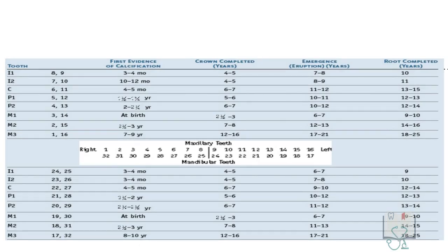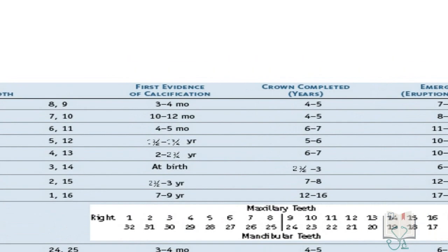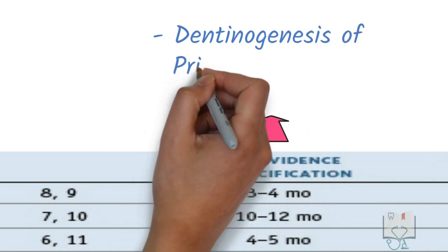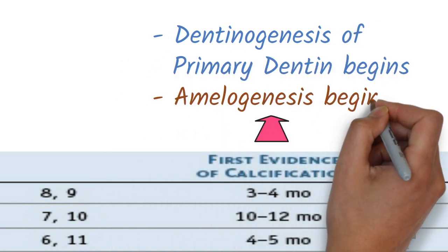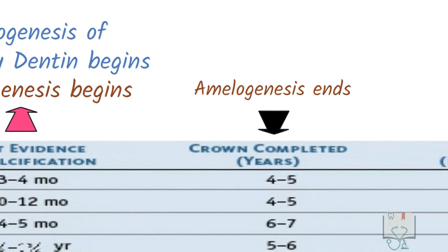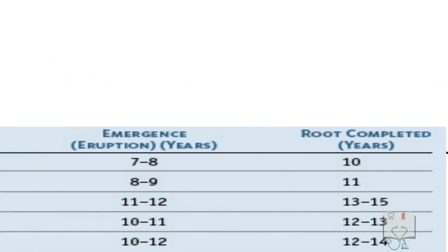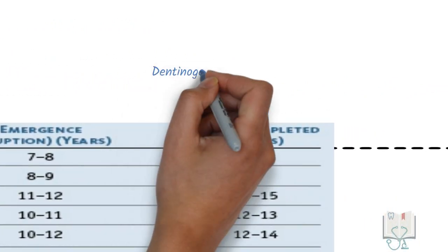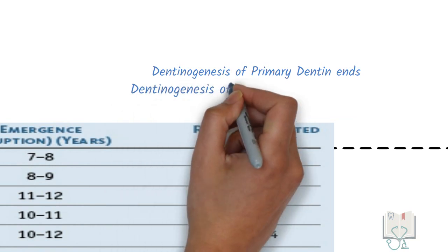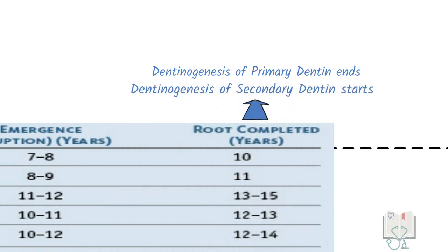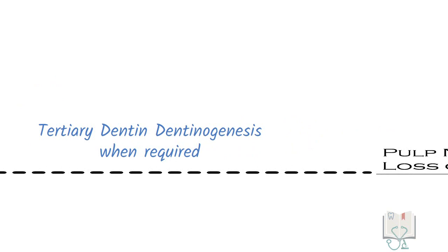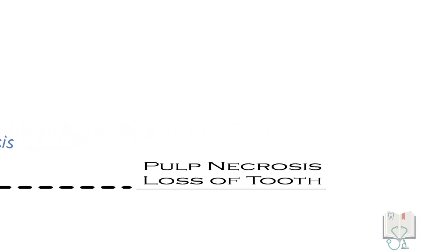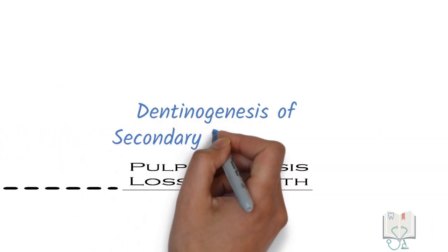If we take a look at the chronology of teeth, formation of primary dentin begins just before the beginning of enamel formation. Then it continues even after tooth eruption and ends with root completion. However, now the secondary dentin formation begins, which continues during the whole lifespan of the tooth and ends only when the tooth dies.